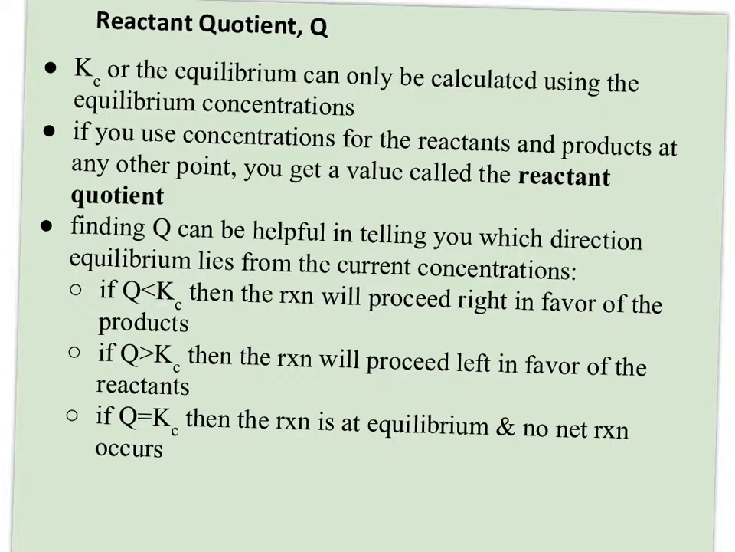If you look at your current concentrations of product and reactant, even though you know you're not at equilibrium, but you go ahead and plug them into the equilibrium constant expression, then you get this number, this reactant quotient, and it can tell you how far away you are from the equilibrium constant. For example, if you calculate it and your reactant quotient, or Q, is less than Kc, then the reaction needs to continue further to the right and produce more product. But if Q is already greater than Kc, then you know the reaction is going to proceed to the left in favor of the reactants. And if Q is equal to Kc, then of course you're at equilibrium.